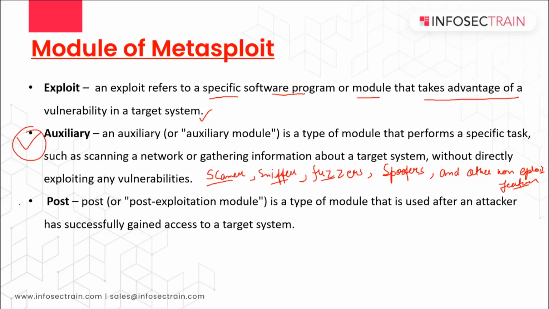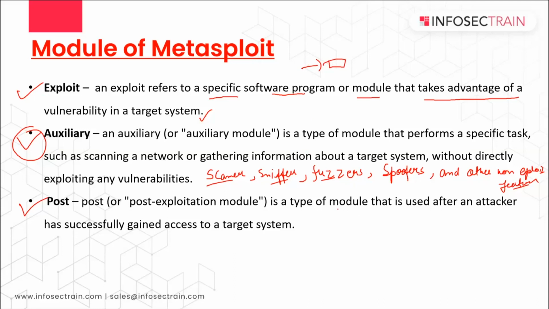Then there is going to be your post, right? Post means post exploitation. Through the auxiliary you will be finding some vulnerability, then through the exploit and payload you will be delivering the payload and compromising the system. Now what do you want to do after that? You got the access of a device, now what do you want to do? Post will be the additional task that you can perform on that compromised device.